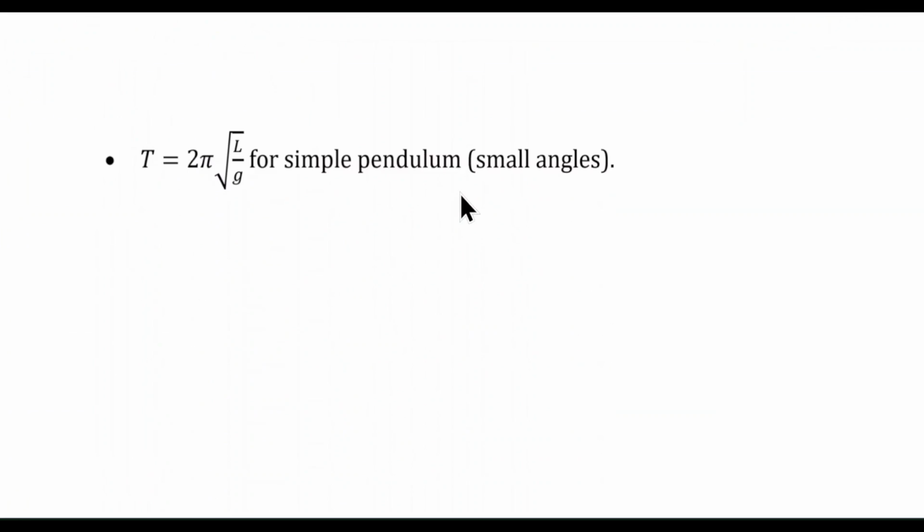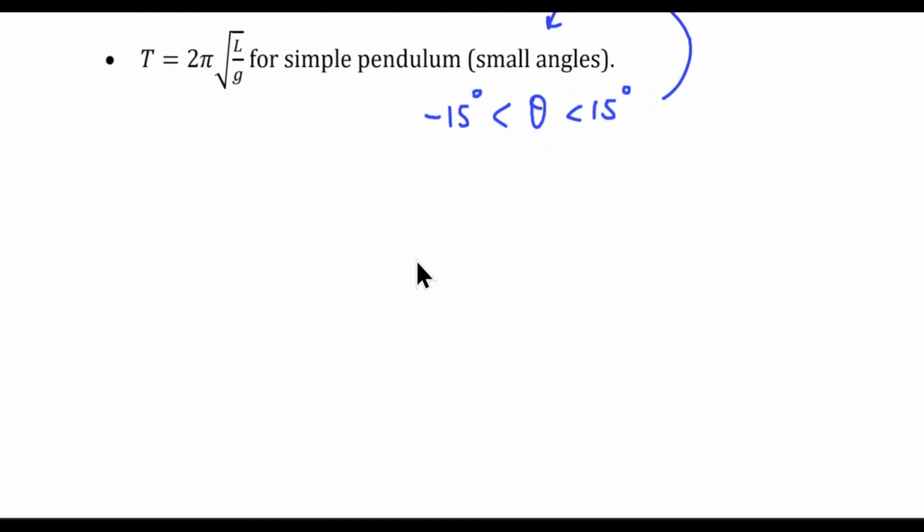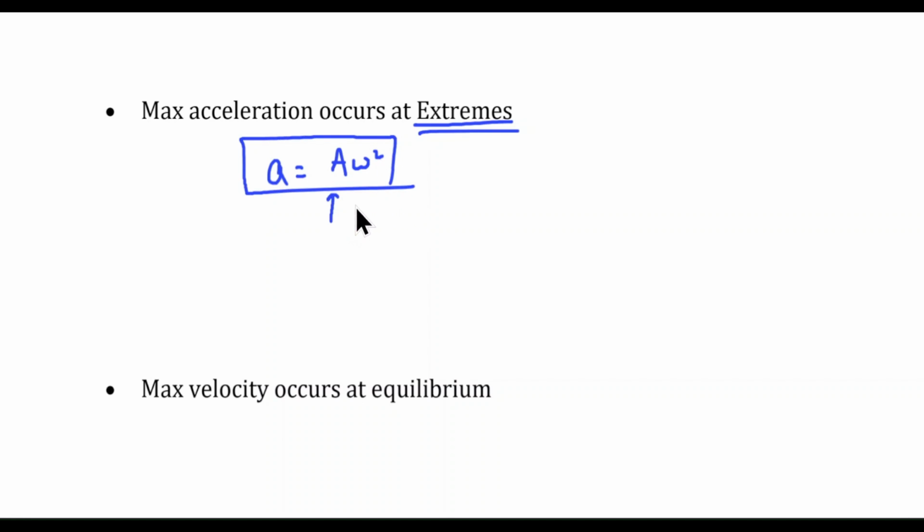The other system that we have is the pendulum, which is given by 2 pi root L over g. Remember that the pendulum can perform SHM only when the angle is between negative 15 to 15 degrees, which we consider small angles. It is worth noticing that no matter which arrangement we are talking about, the maximum acceleration always occurs at extreme positions, and its formula is A omega squared, where A is the amplitude and omega you know, and the maximum velocity occurs at equilibrium with the formula A omega.